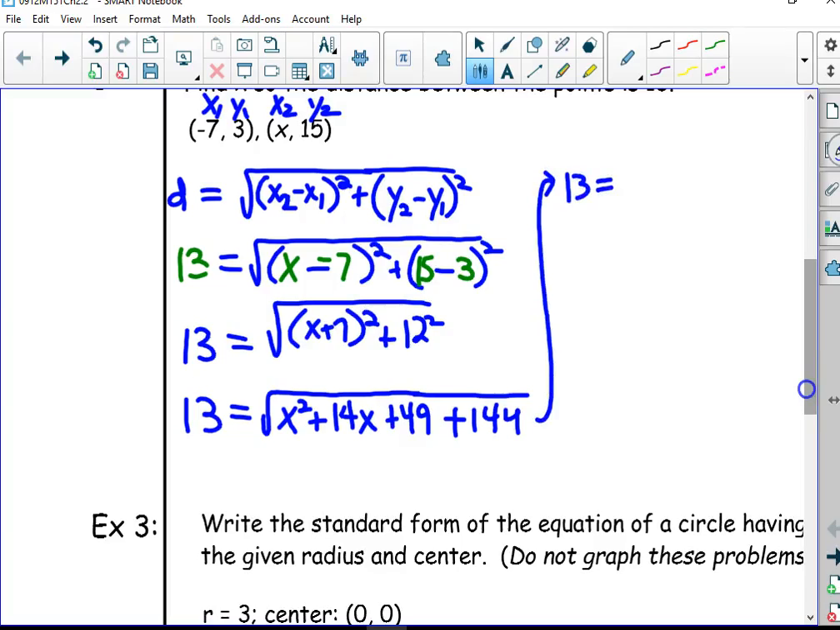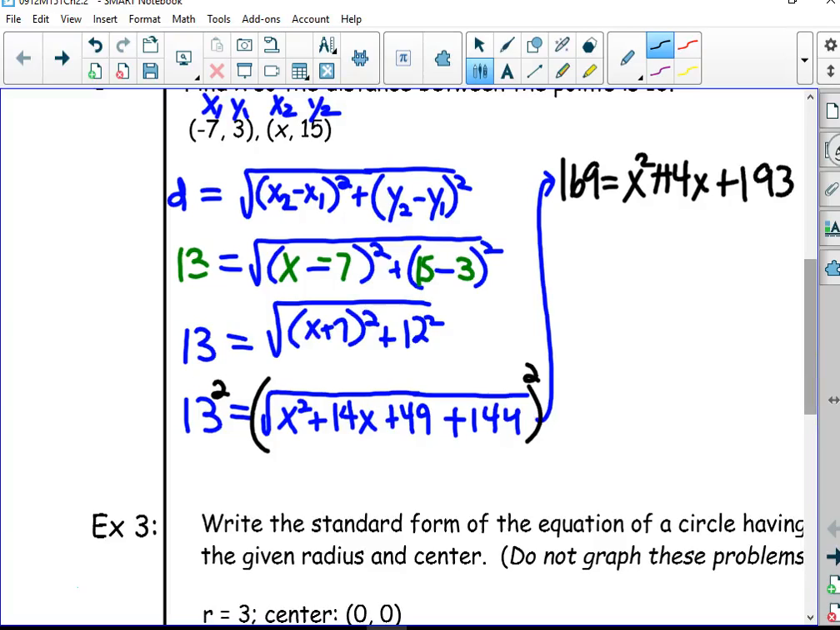So 13 is equal to, actually, I want to square both sides right now. So that 13 squared is 169. That's going to be equal to x squared plus 14x. And 49 plus 144 is 193.